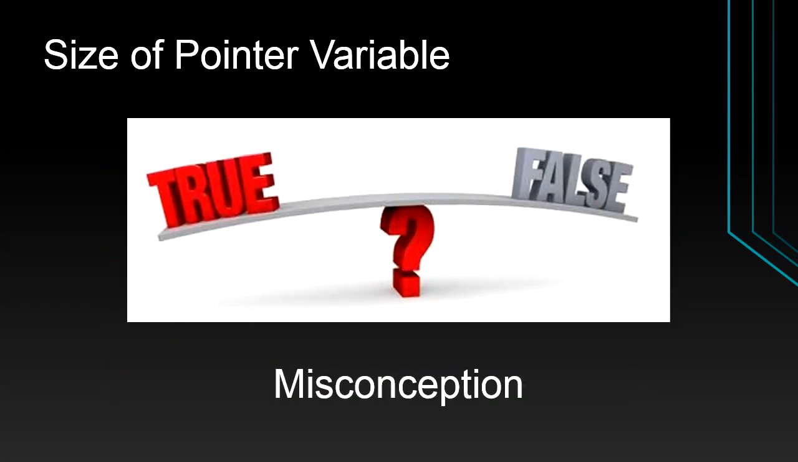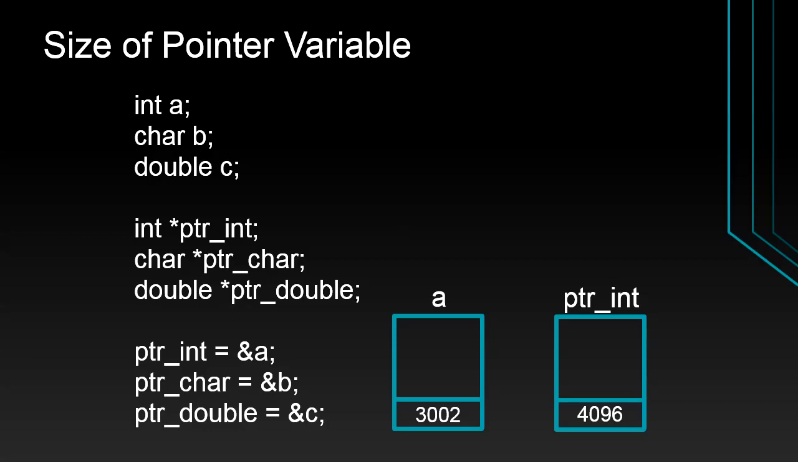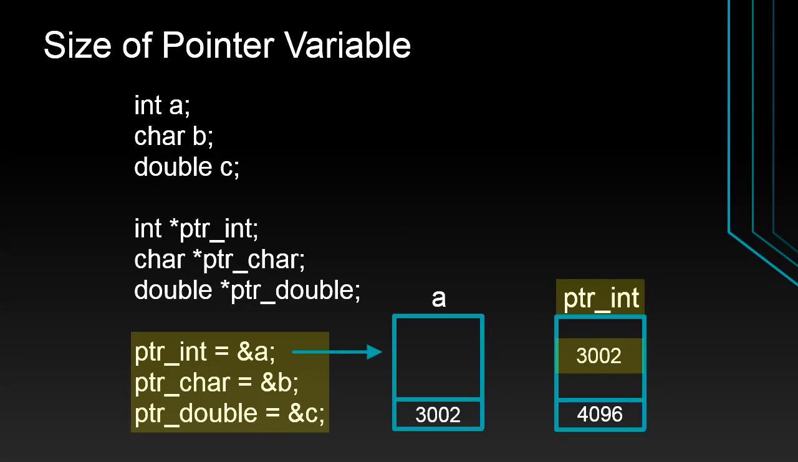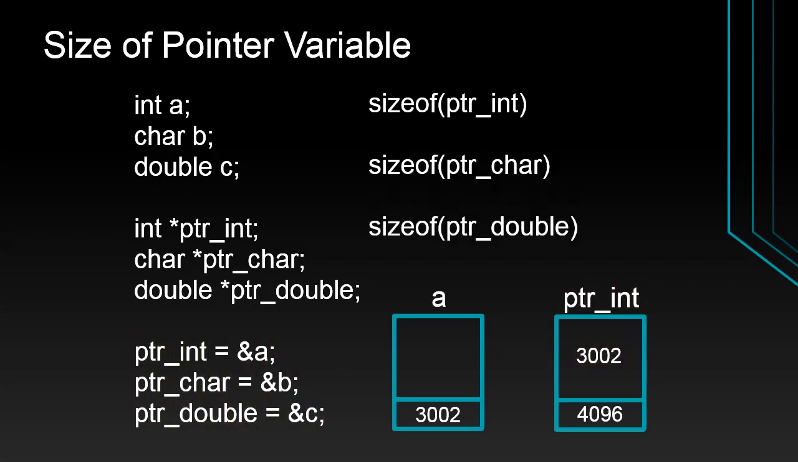There's a common misconception that the size of a pointer variable depends on the data type, but it's not. As in this example, let's say there's an integer pointer, character pointer, and a double pointer, and variables with these data types. When addresses of these variables are stored in the pointer variable, remember, a pointer variable stores the address and the address is independent of the data type. That's why the size of pointer variables of different data types turns out to be the same. Note that it may vary depending upon the compiler in your computer.